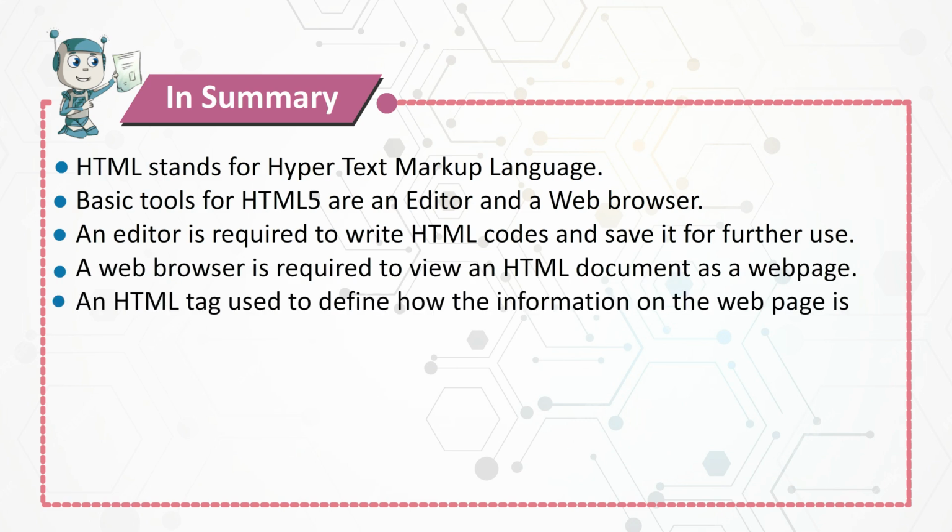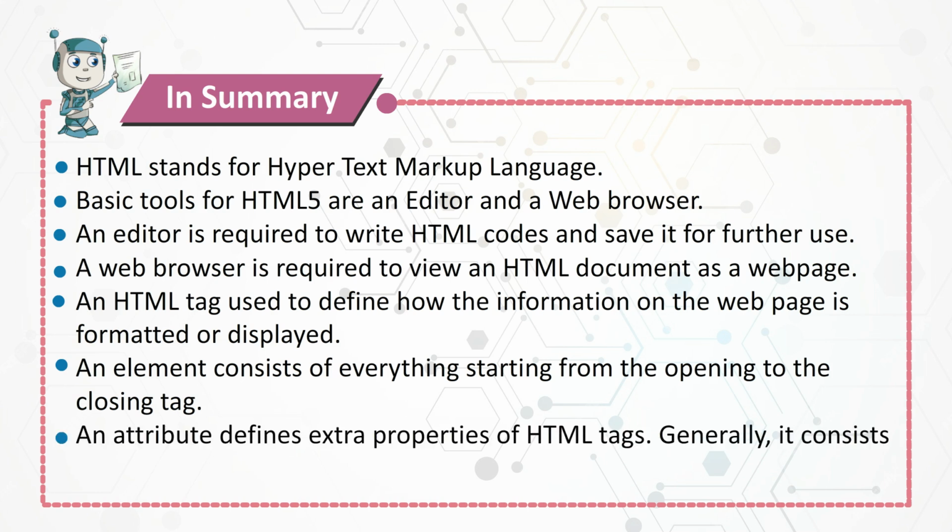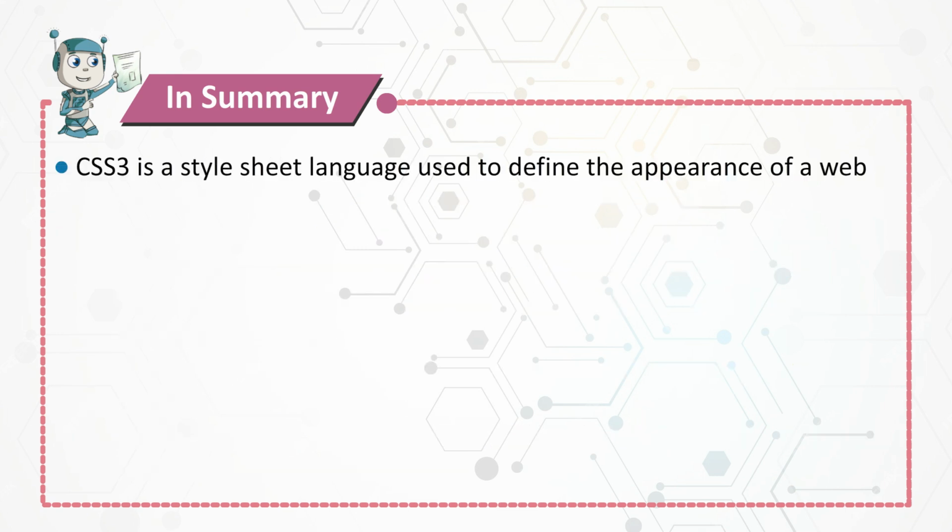An HTML tag is used to define how the information on the web page is formatted or displayed. An element consists of everything starting from the opening to the closing tag. An attribute defines extra properties of HTML tags. Generally, it consists of two parts: name and value.